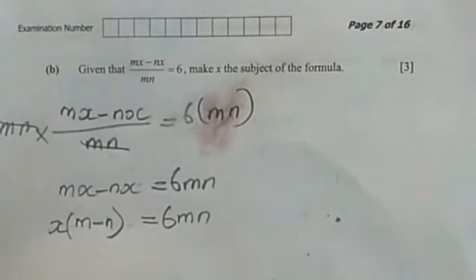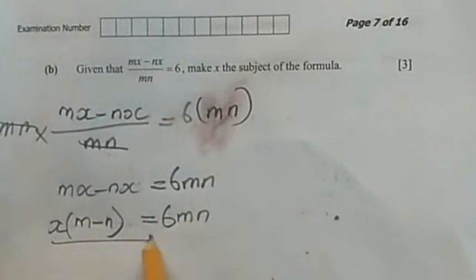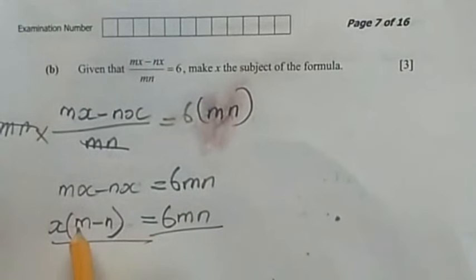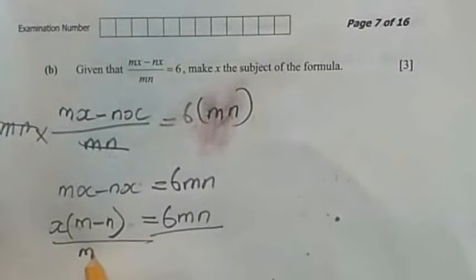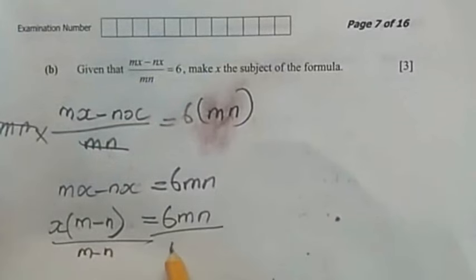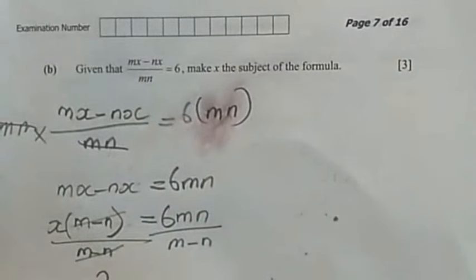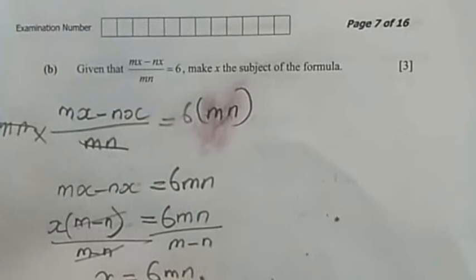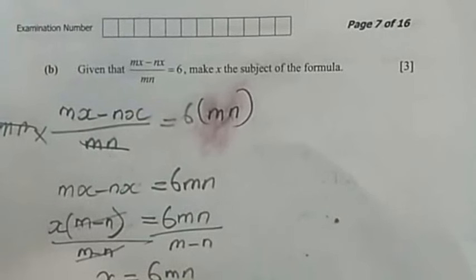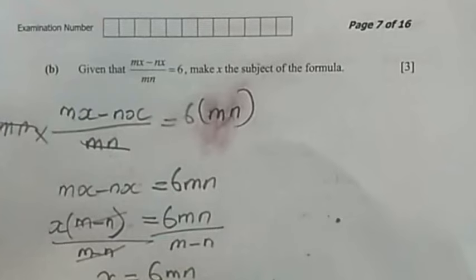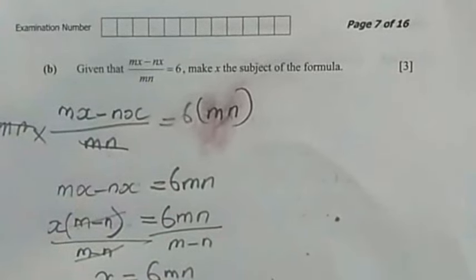Then what we're going to do now is divide these two terms by m minus n. So m minus n here and here will cancel each other out, leaving us with x, which is equal to 6mn over m minus n. Okay.